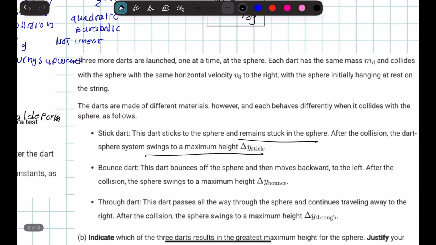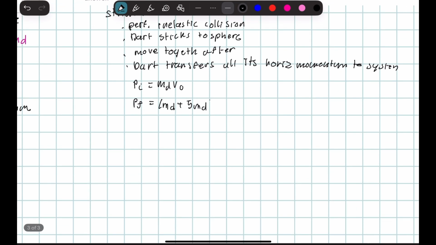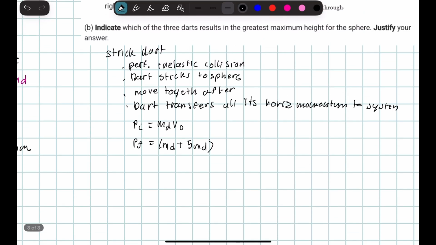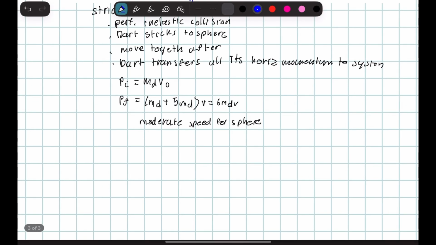But these were 3 more darts that were launched. So you have that times V, and this is equal to 6mdv. So this would result in a moderate speed for the sphere. Also remember that each dart is its own trial, so you don't count the old dart that we stuck earlier. It's just md plus 5md.